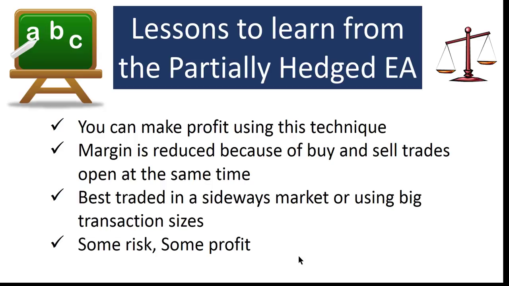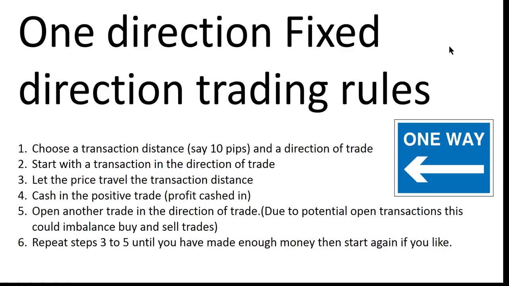this particular technique. So let's have a look at the next one, where not only do we take out the lot balancing feature, but we also trade in one way. So let's say we find a currency that is going to trend in a certain way, and we're pretty confident about it, and we can then trade it in one way only. So how you would do it, here's the formula.